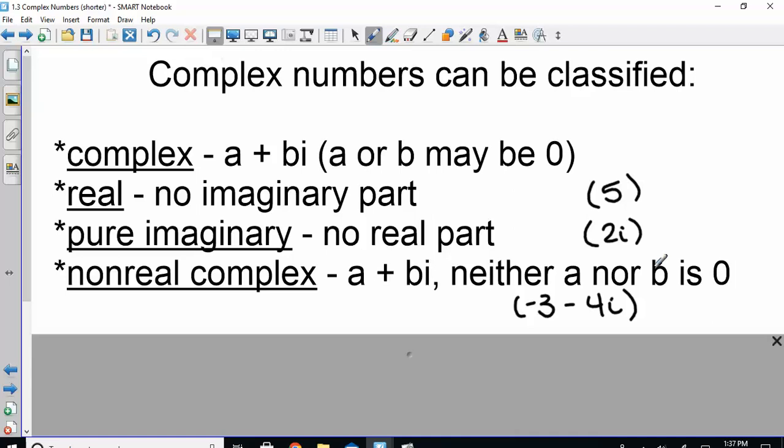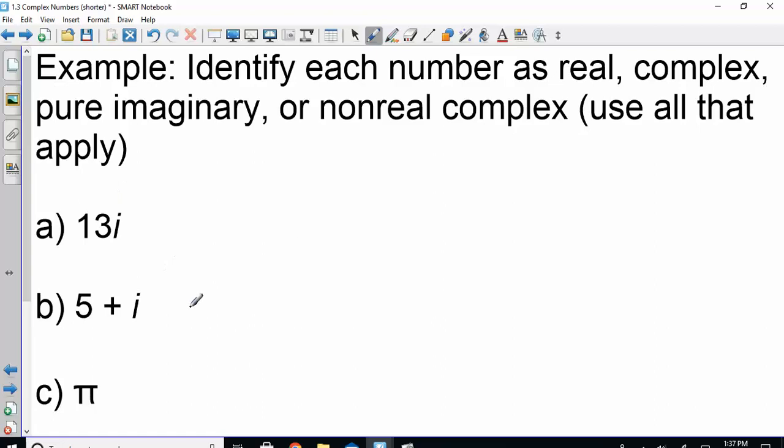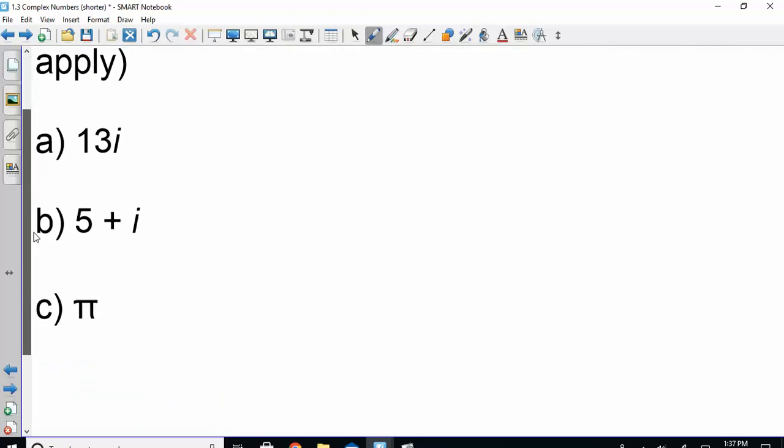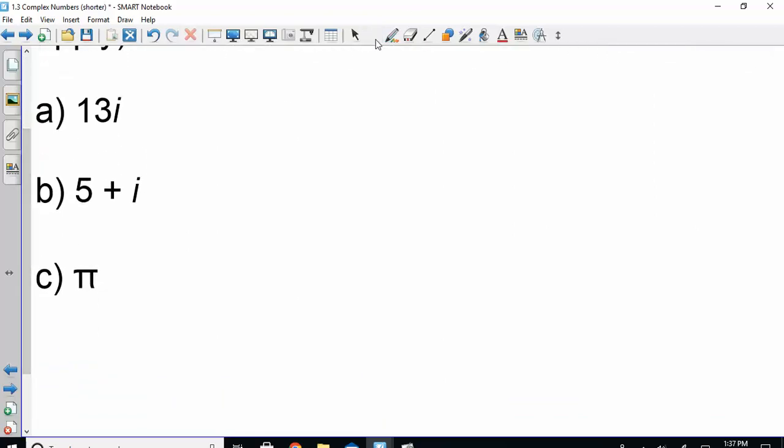So let's classify some numbers here. I want to identify these as real, complex, pure imaginary, or non-real complex, using all that applies, so we can have more than one. So 13i, what would that be? Pure imaginary because there's no real part. And what other term? Complex. All of these are complex.